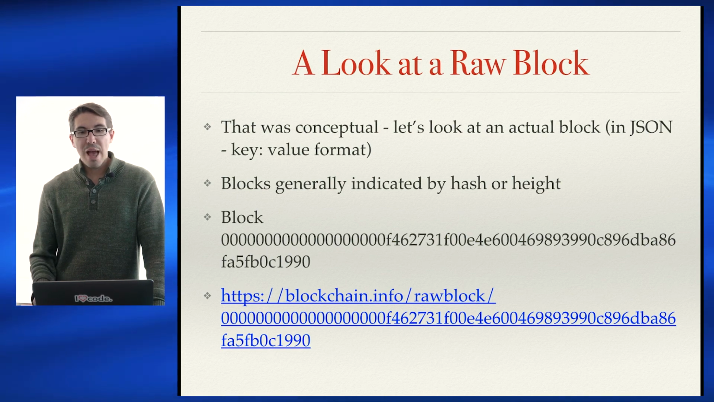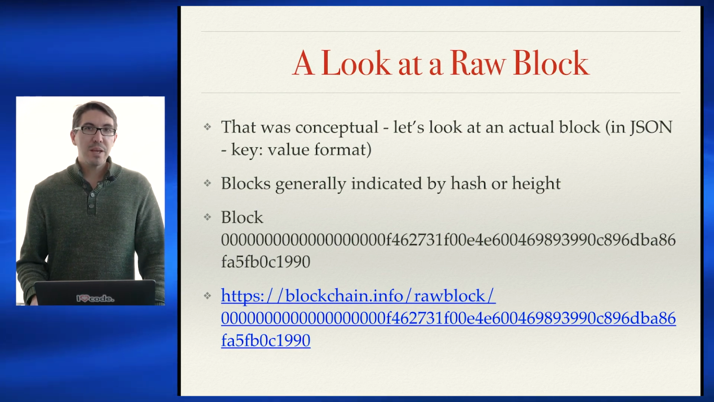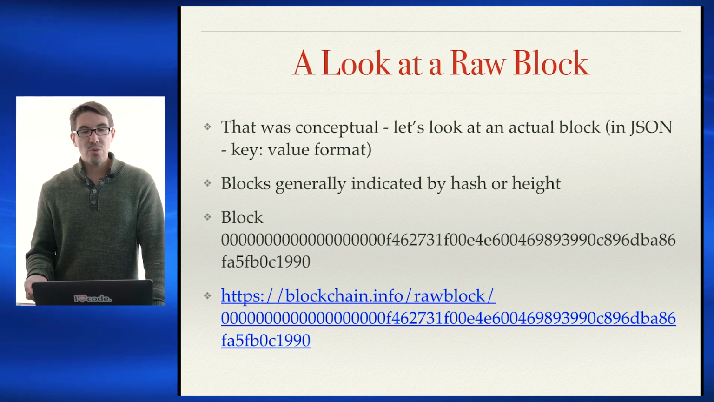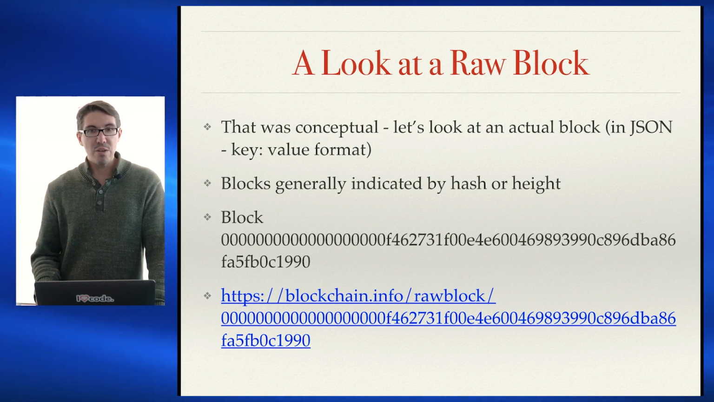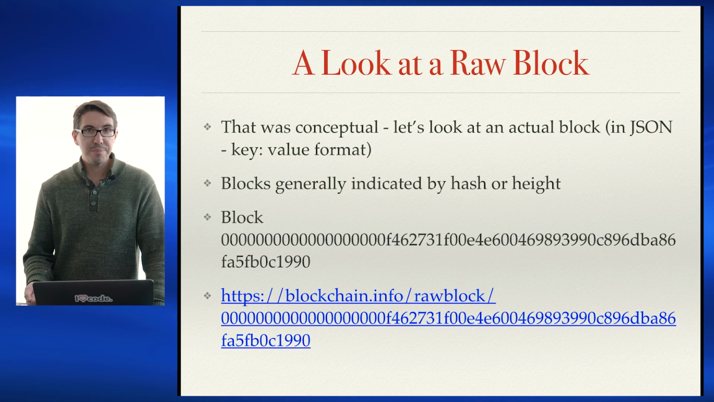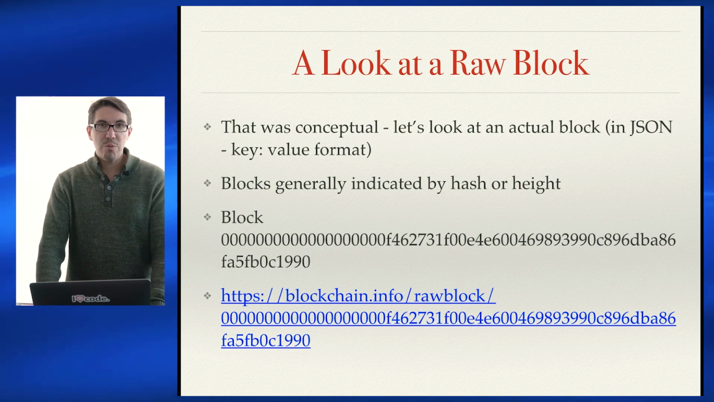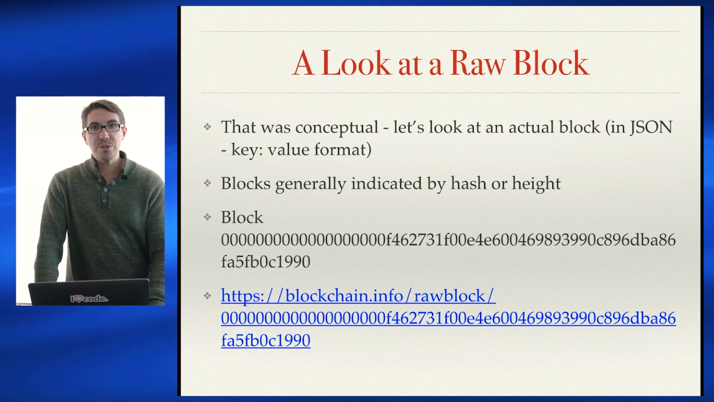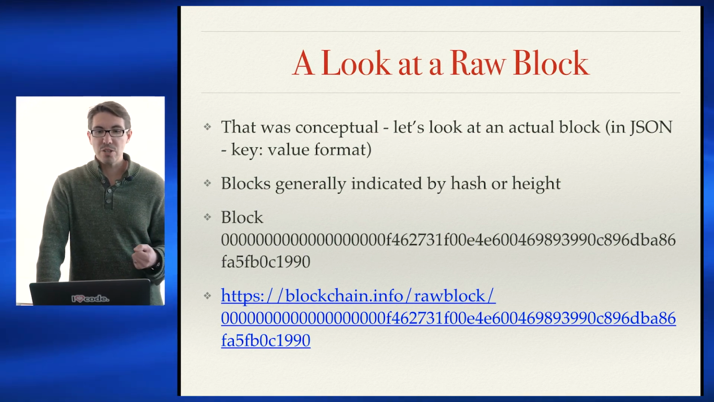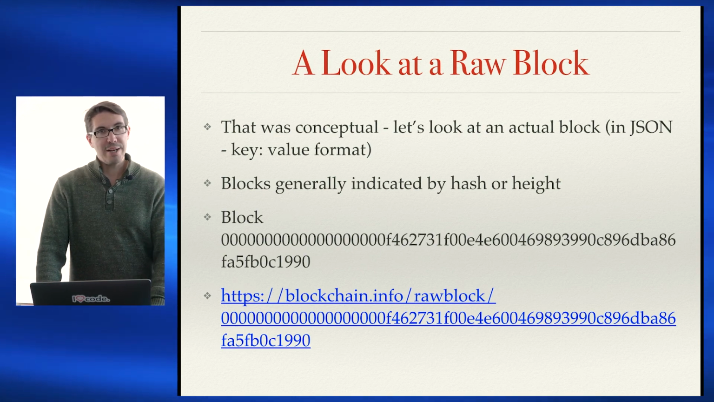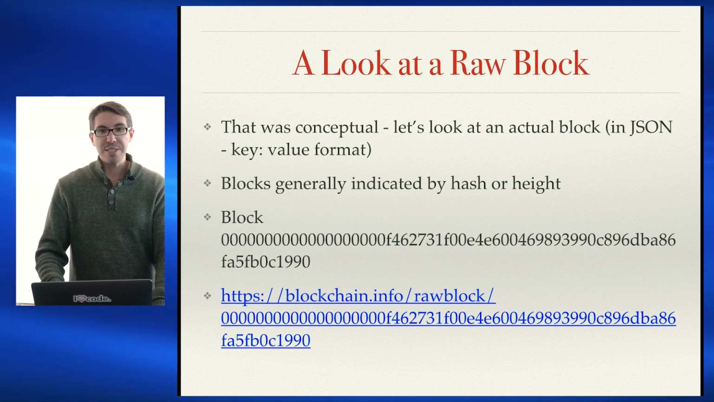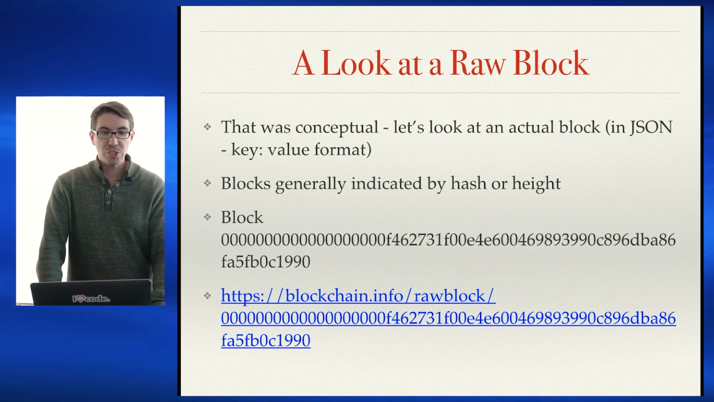So let's take a look at what an actual block looks like. Obviously they are stored internally in a binary format, but I'm going to display them here in JSON, which is the basic key value format. If you'd like to look at a block, they're generally indicated by either the particular block hash, which remember is going to be the hash of a block, which should start with a lot of zeros since it should be less than a target, or its height. That is, what is the height of this block in the blockchain, where the genesis block is 0 and it increases as more blocks are added to the blockchain.